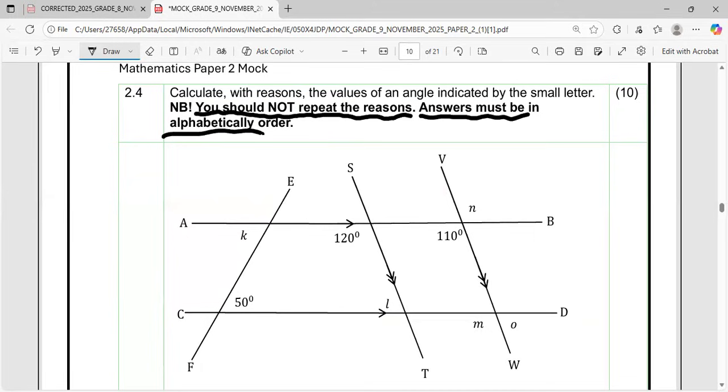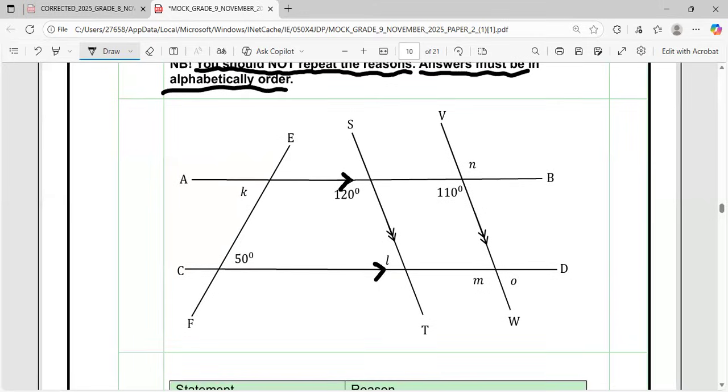So alphabetical order, we have K, L, M, N, O. Which one comes first, M or N? M, N, O. Yes, sir. Okay. So firstly, when we analyze this diagram here, we can see that this line is parallel to that line, right? C, D. Yes, sir. So AB is parallel to CD. So let's quickly find how much is K then?